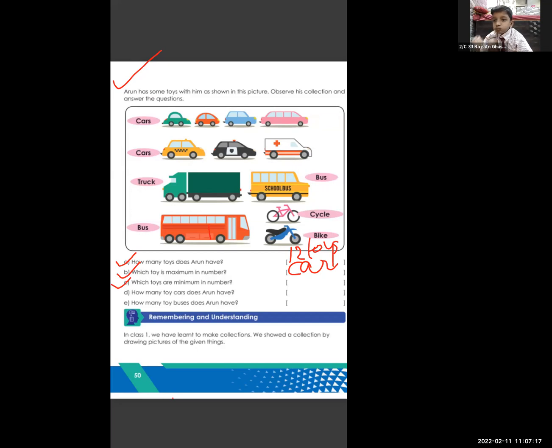Which toy are minimum in number? What is the question? Which toys are minimum in number? Can you tell me which toys are minimum in number? सबसे कम नंबर में कौन से टॉयज है? truck, bus? बस तो 2 है, उससे भी कम है ना.